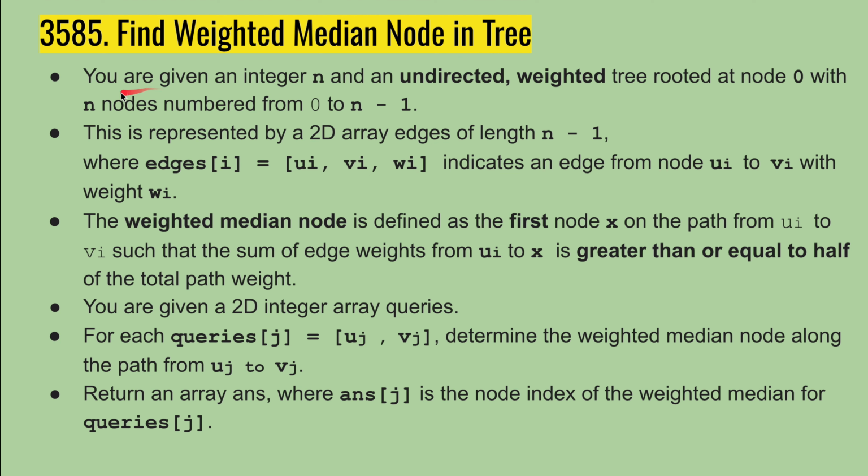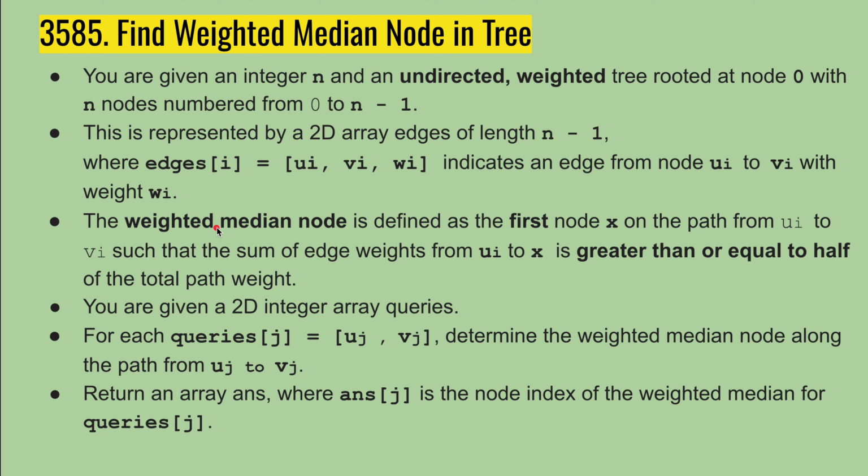So what are we given? We are given an integer n and an undirected weighted tree rooted at node 0, with n nodes numbered from 0 to n minus 1. This is represented by a 2D array edges of length n minus 1, where edges[i] is u, v and w, which indicates an edge from node u to v with weight w.